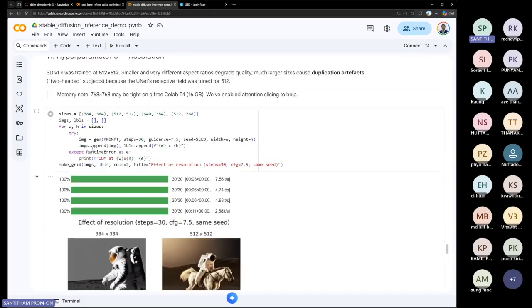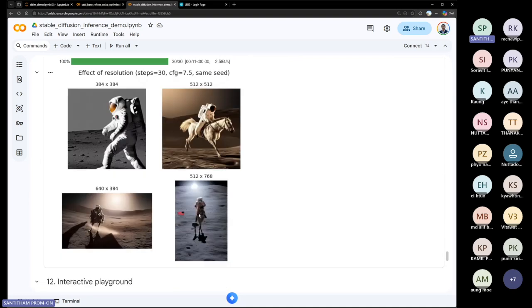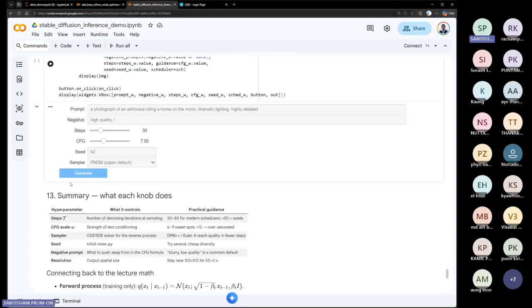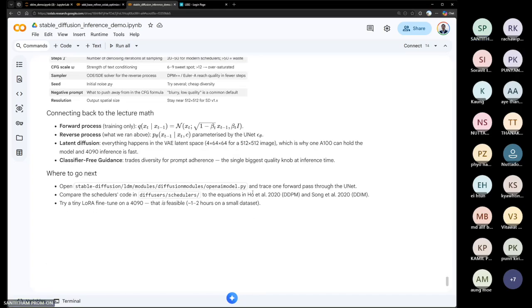Lastly, different resolution. Okay, and this is interactive. You can play with this example afterward.